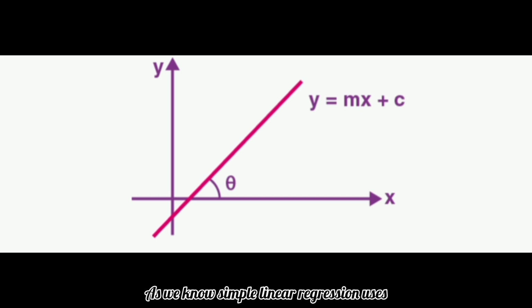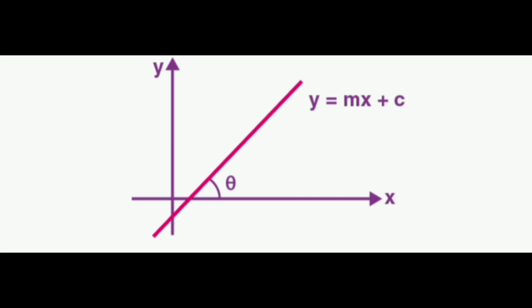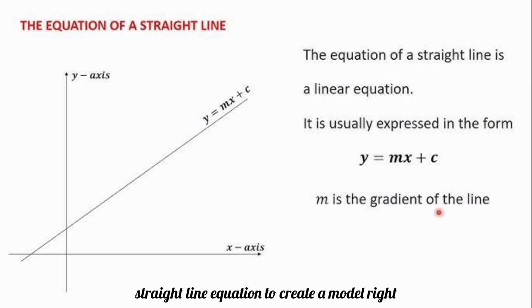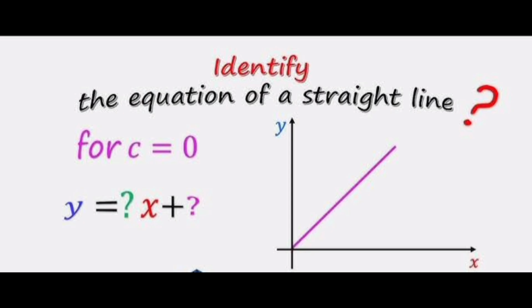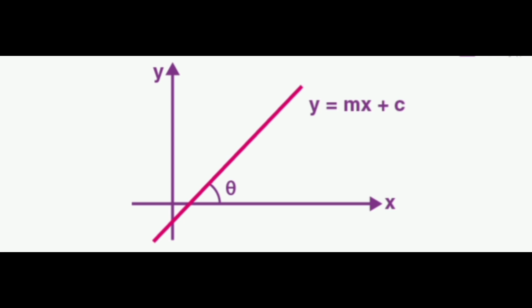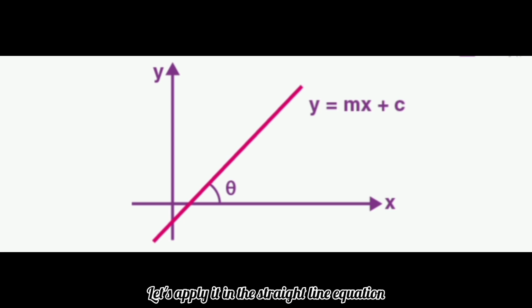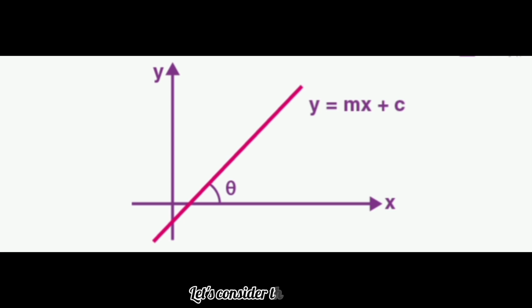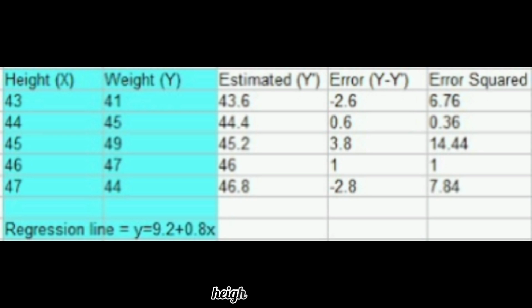As we know, simple linear regression uses a straight line equation to create a model, right? Using this equation, both the slope and the intercept are obtained. Let's apply it in the straight line equation. Let's consider this example, height and weight. Here height is the input x and weight is the output y, which is the actual output.